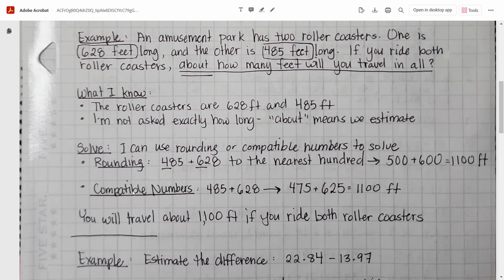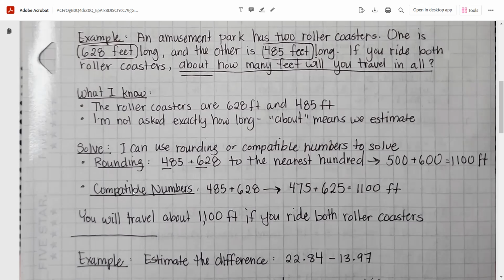So let's think about what we know. I know the roller coasters are 628 feet and 485 feet. I also know that I'm not being asked for an exact answer, because whenever they say about how many, the word about means we're going to estimate. We don't need an exact answer here.